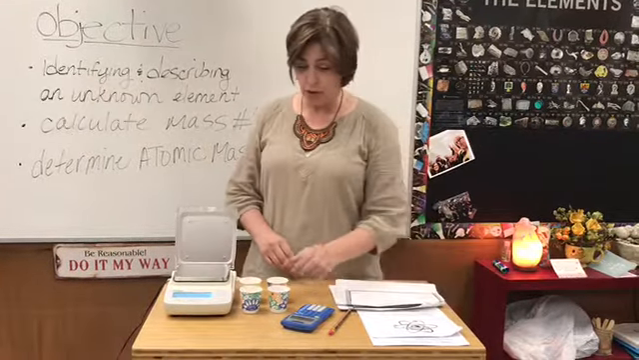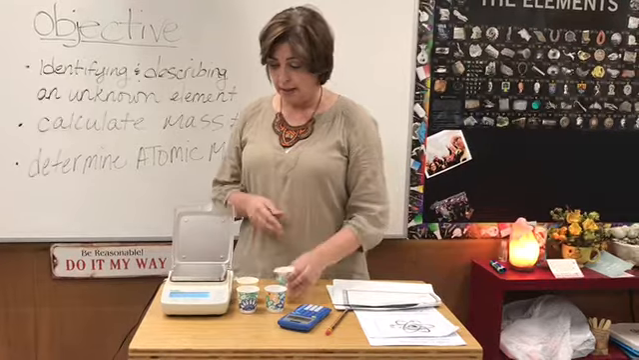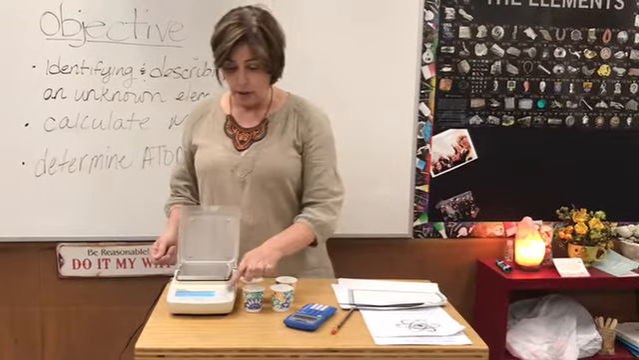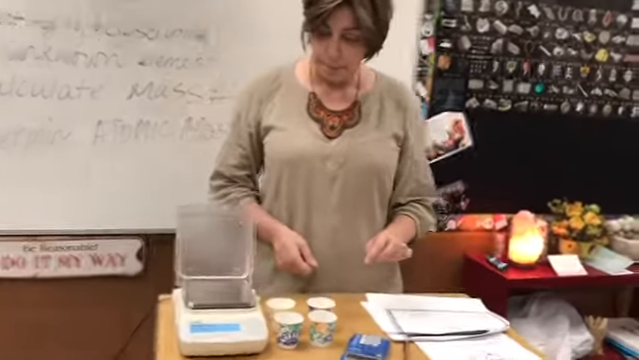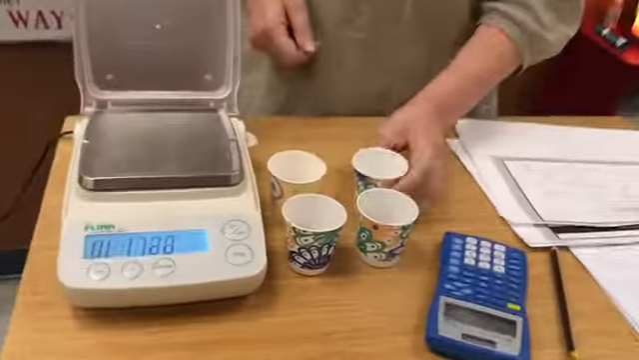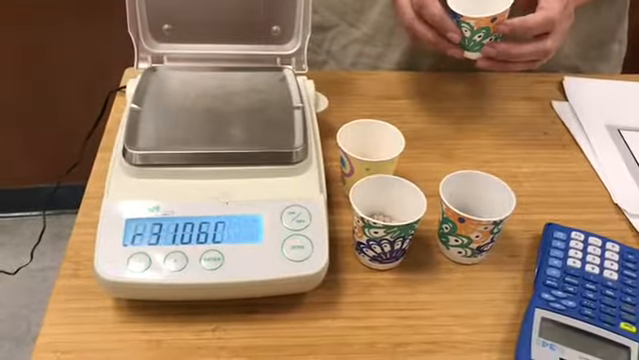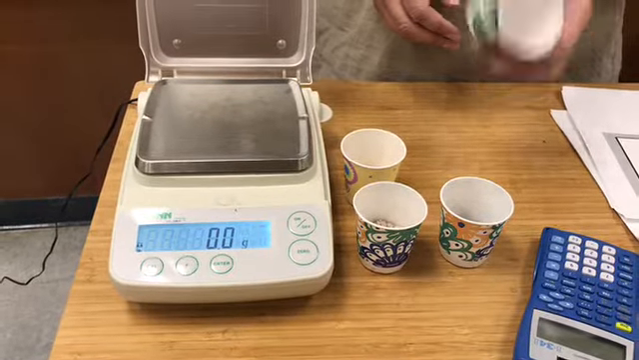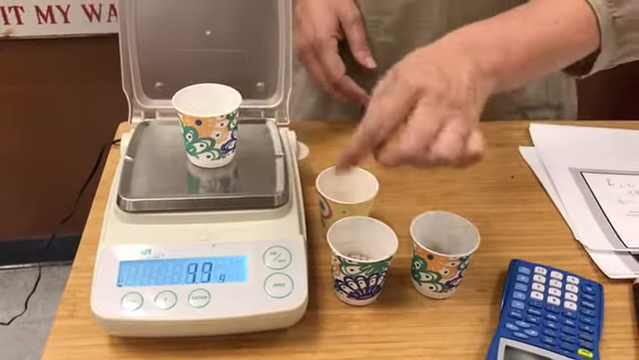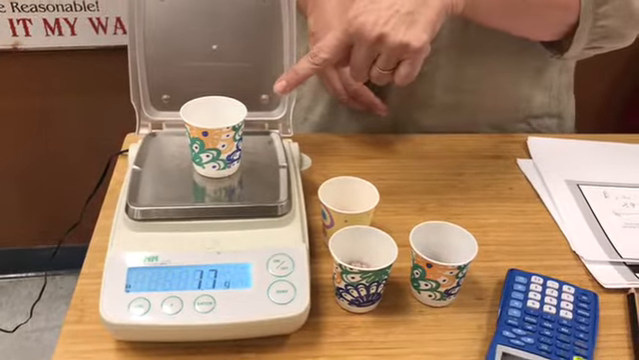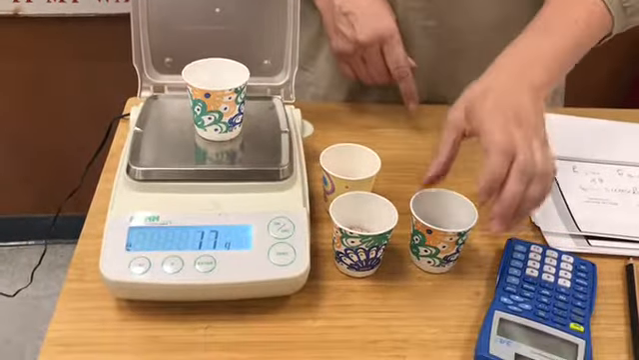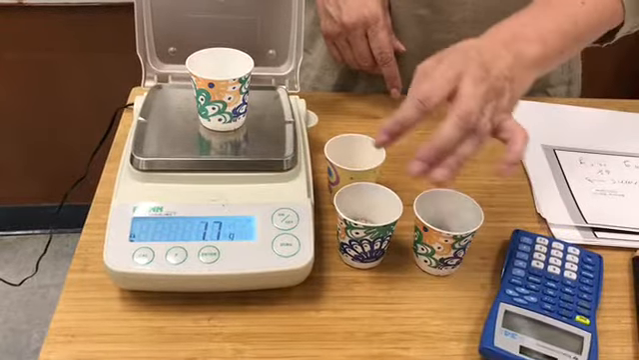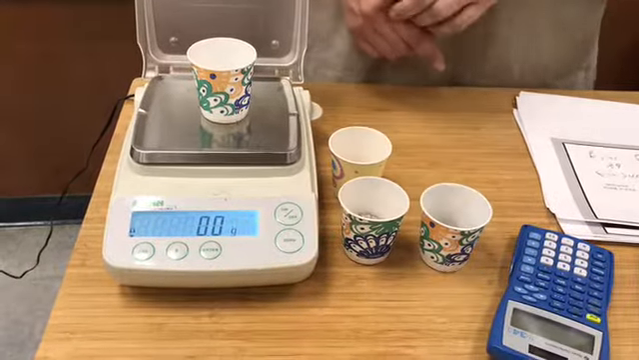So first, this is our scale. I'm going to turn it back on, and we're going to wait for it to set to 0. We're going to place our empty cup on the scale. We want to weigh our cup, which is 1.7 grams, but we do not want to record that mass in the measurements of our isotopes. So we are going to set this to 0.